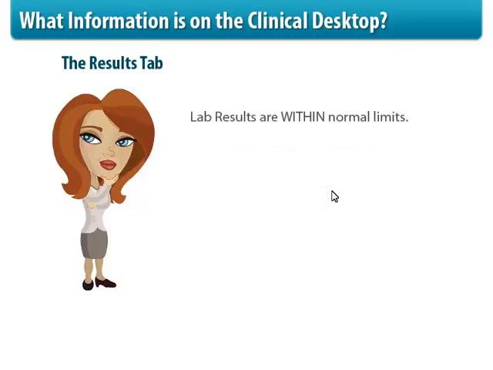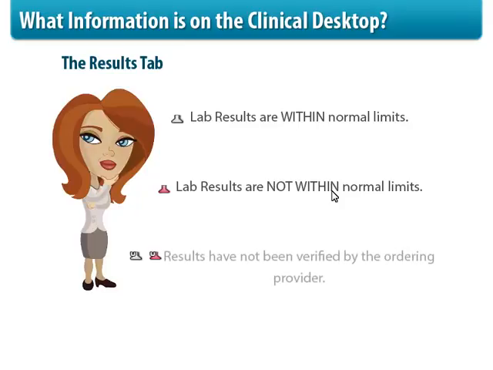Lab results that come back within normal limits are indicated with a white beaker next to the result. Lab results that are outside of normal limits have a red beaker next to the result. A U over the beaker icon next to a lab result indicates that the result has not yet been verified by the ordering provider. The steps for verifying orders will be covered in a later video.